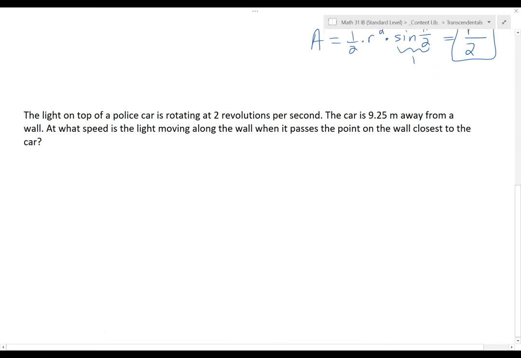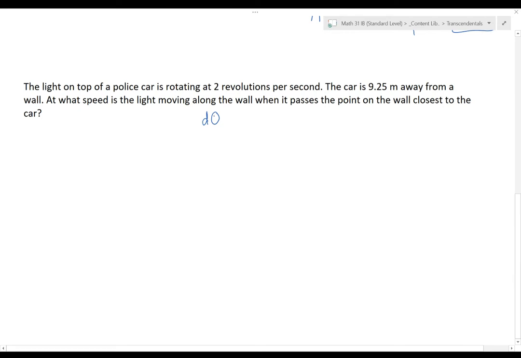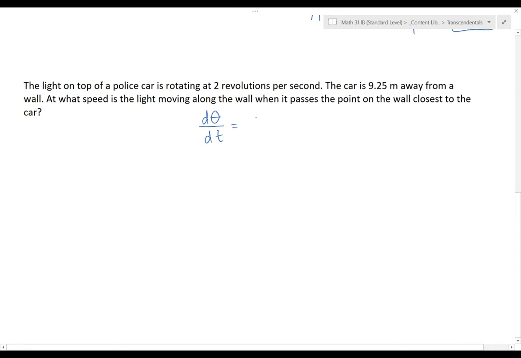Another type of application would be a related rates question. So we have the light on top of a police car that is rotating at 2 revolutions per second. So that's actually giving me d theta dt, the change in an angle, since revolutions are about angle. So d theta dt is 2 revolutions, which is 4 pi, because each revolution is 2 pi radians. So 4 pi radians per second. And because radian is unitless, you can actually write radians per second, but you don't have to.